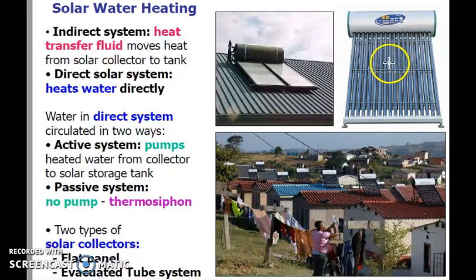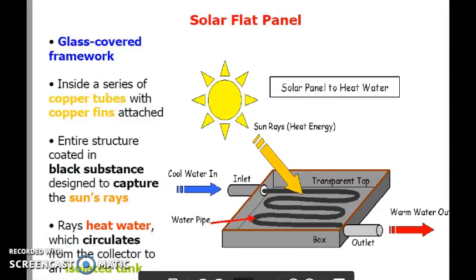Here we have talked about solar collectors, through which we can collect solar energy and utilize it for various purposes. One type is the flat panel and another is the evacuated tube type. In a solar flat panel, a glass covered framework is there. And what happens in a solar flat panel? We have a box, and that box is provided with a solar collector.